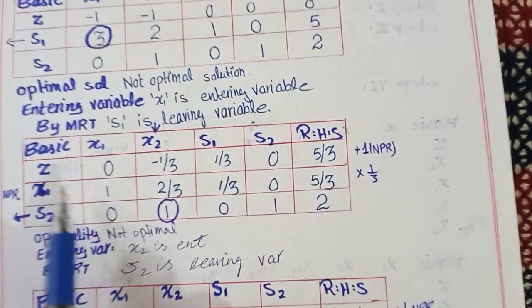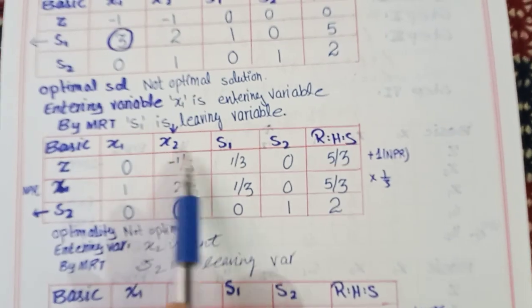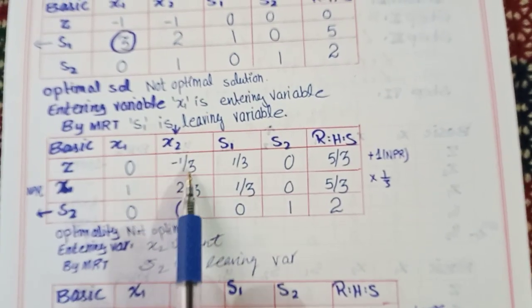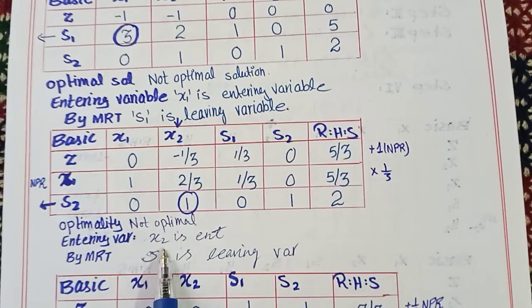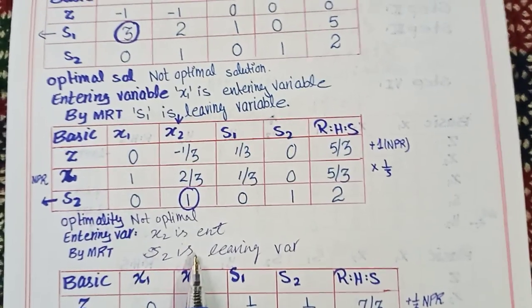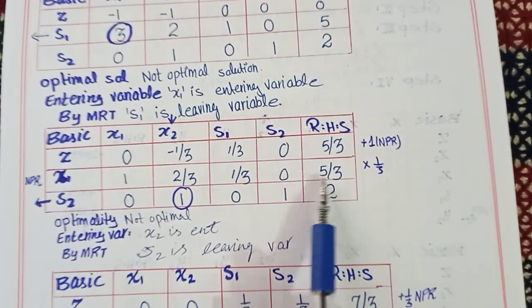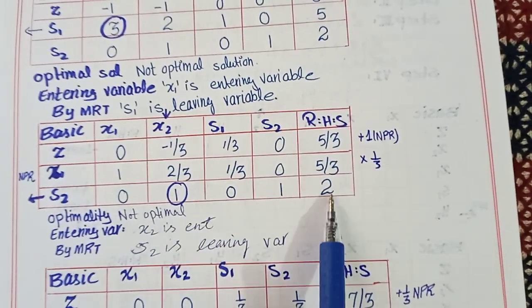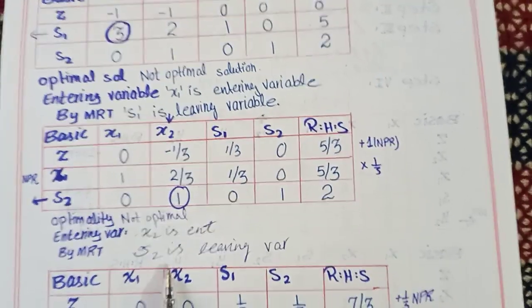Next, check that the function is not optimal. The negative sign is present here and x2 is the most negative, the only negative sign. x2 is the entering variable and s2 is the leaving variable. By minimum ratio test, 5 over 3 divided by 2 over 3, and 2 divided by 1, s2 gives the minimum ratio, so s2 is the leaving variable.